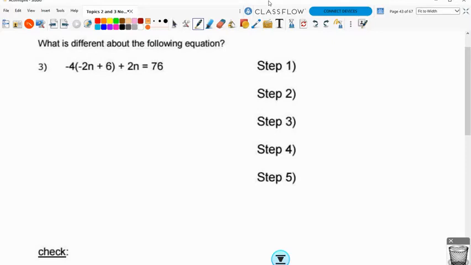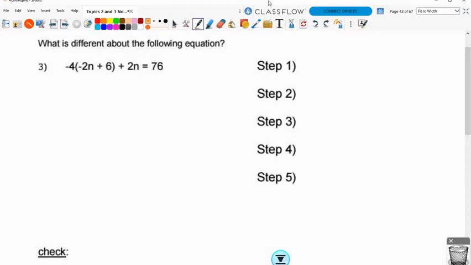In our third example, notice that something is different in this problem compared to the previous two that we worked with. In example number 3, I see parentheses and a number multiplying the stuff that's in parentheses. Okay, so this equation, negative 4 multiplying in parentheses negative 2n plus 6, and then plus 2n equals 76, there are a series of steps that we're going to have to follow in order to figure out the value of n.